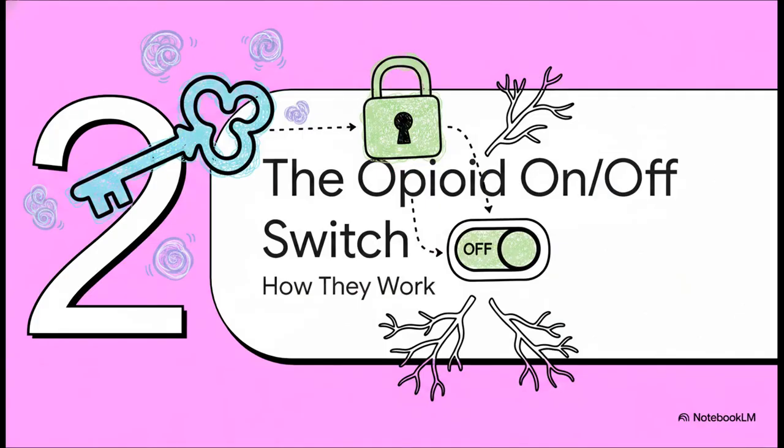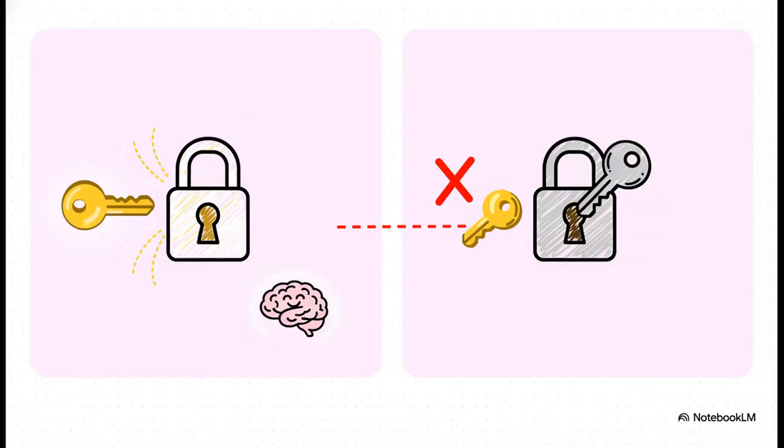Okay, so how in the world do they actually turn off the pain signal? Well, the best way to think about it is like a super specific lock and key. The drug is the key, and a special receptor in your nervous system is the lock. Think of an opioid agonist as the perfect key. It slides into the lock, that's the receptor, it turns, and boom, you get pain relief.